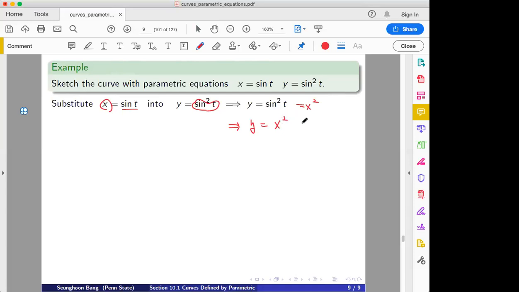What's the shape of this graph? Parabola. We know parabola. What's the domain of x? What's the possible value of x? So what's the domain of y equals x squared? What's the possible value of x equals sine of t? So all real numbers? x is all real numbers? Or what are the possible values?